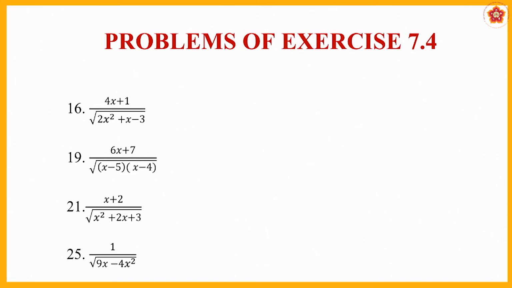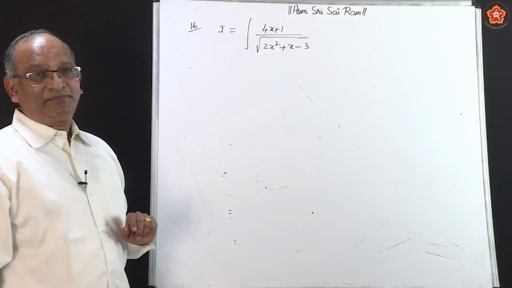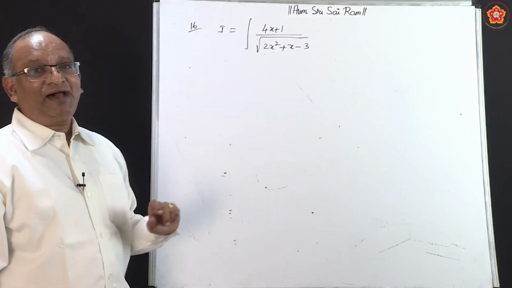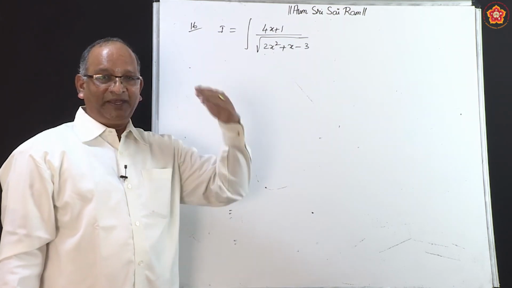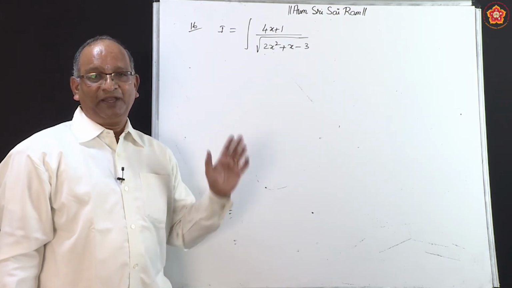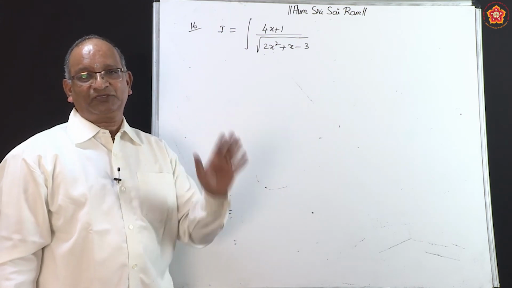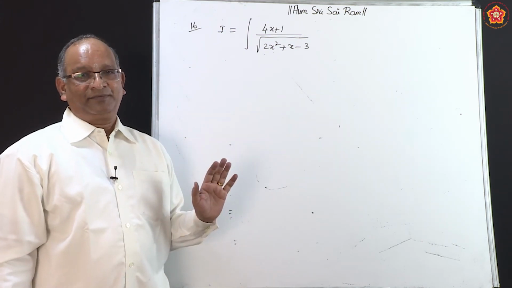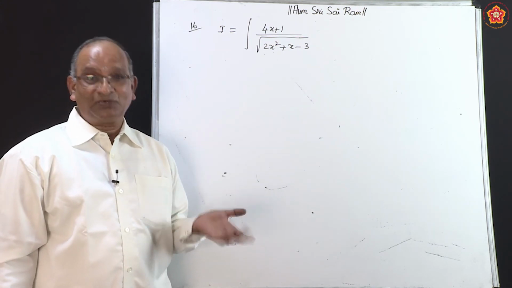Let us move further. Take up the 16th problem. I equal to the integral of 4x plus 1 upon under root of 2x square plus x minus 3. When we look at the problem, this is of the last type. What is the last type? Where the numerator is in the form px plus q, and the denominator is in the form under root of ax square plus bx plus c. Correct? But it is not so.